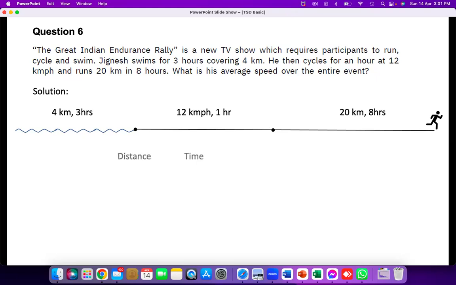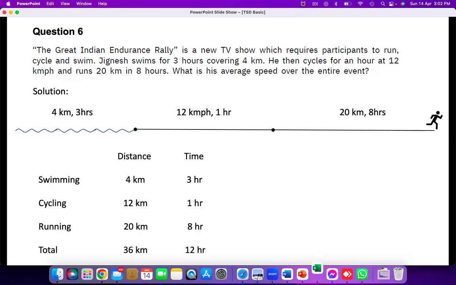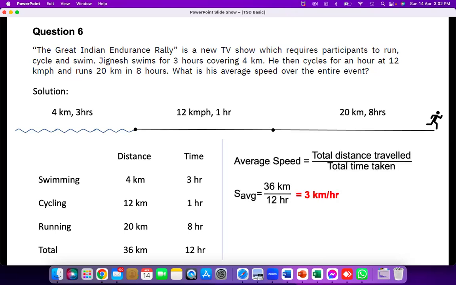Average speed you need to calculate. Just add up total distance and total time. 3 kilometer per hour. Right. Done? Correct. Good.